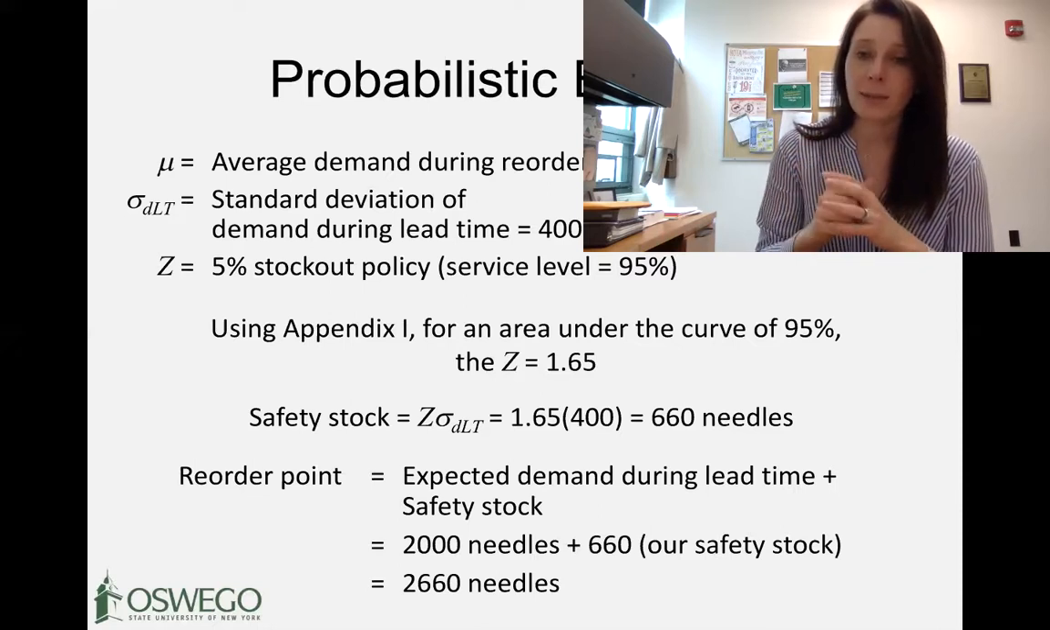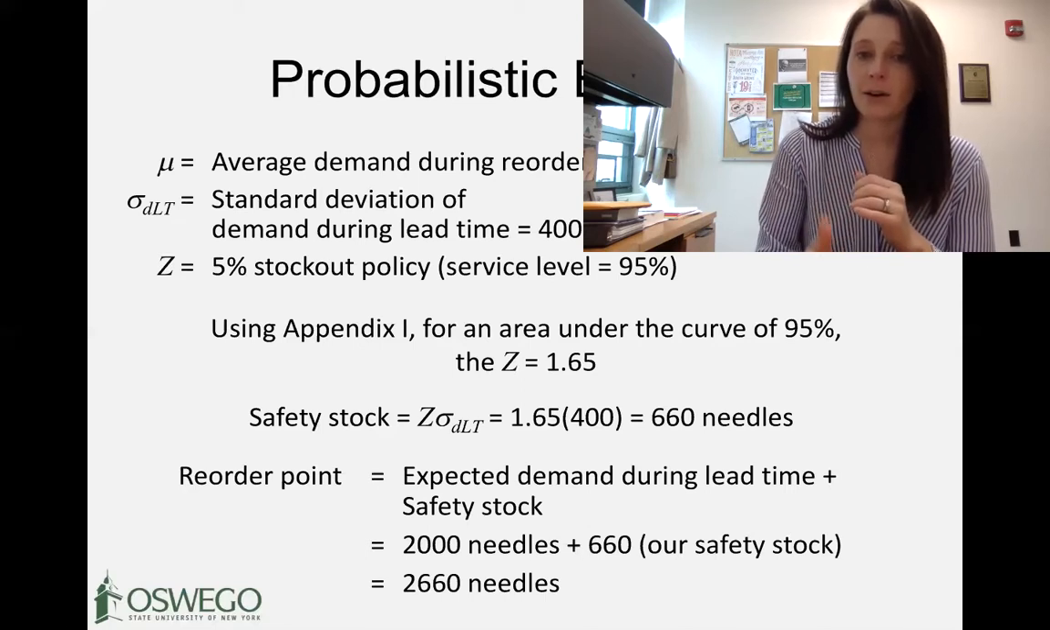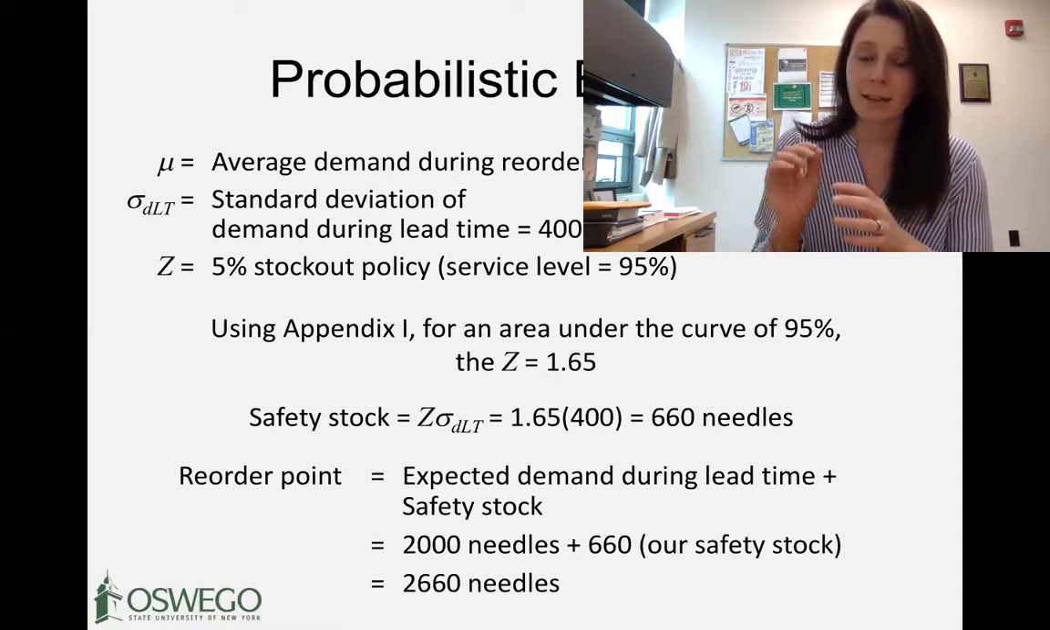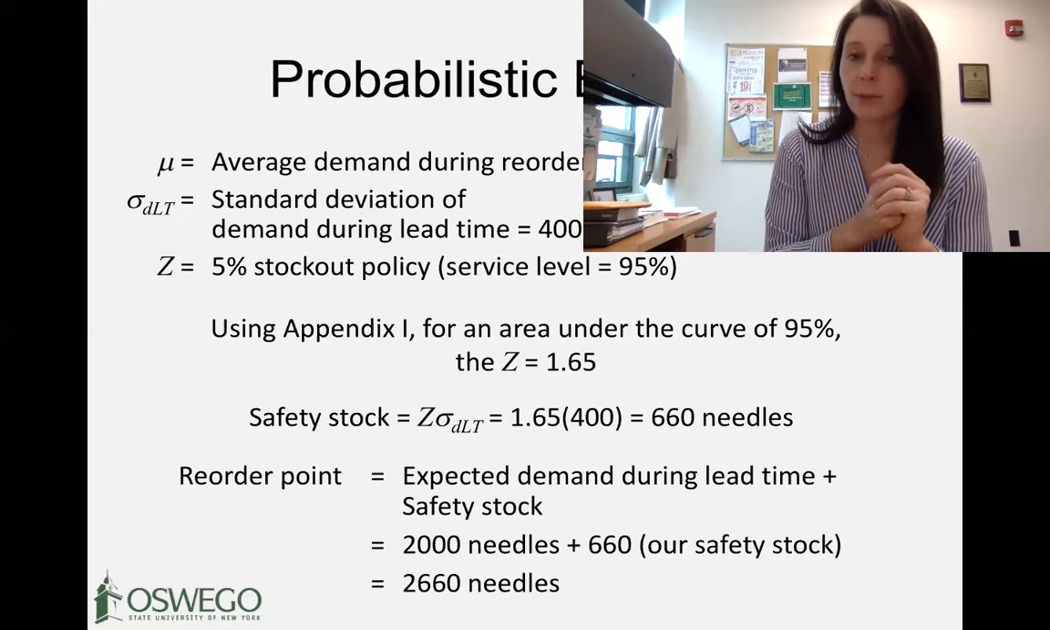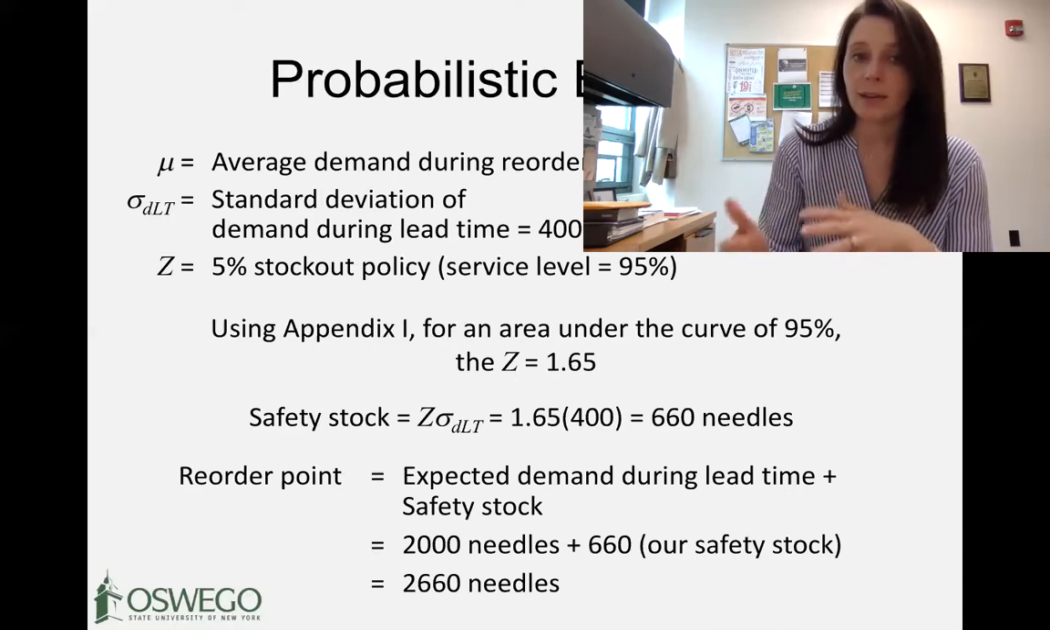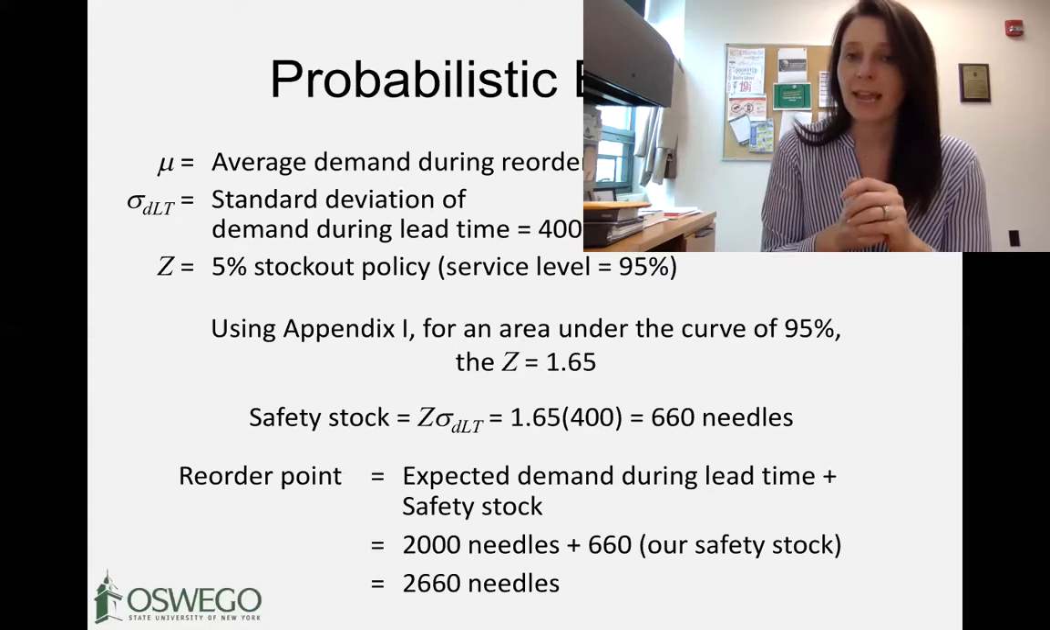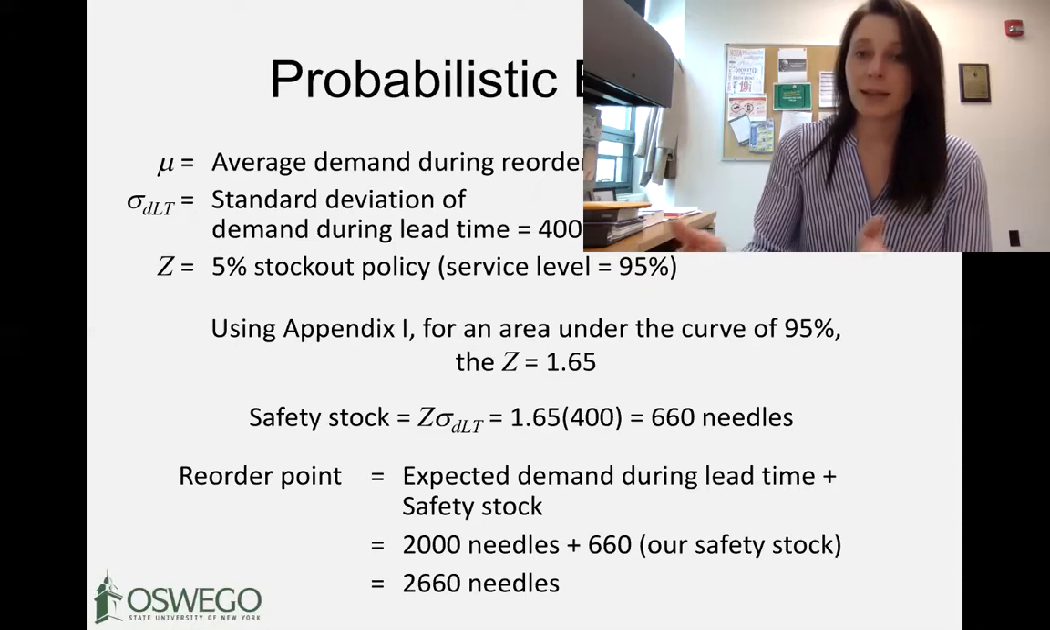So if our service level is 95%, we want to use our Z curve again, or area under the curve, to get our Z value, which to get 95% corresponds to a Z value of 1.65. Now that we have that Z value and we also know the standard deviation of demand during lead time, we can set our safety stock level, which is going to be that 1.65 multiplied by the 400 needles, that standard deviation of demand during lead time. And that says that our safety stock level should be 660 needles. So our reorder point is going to be that expected demand during lead time plus that safety stock.